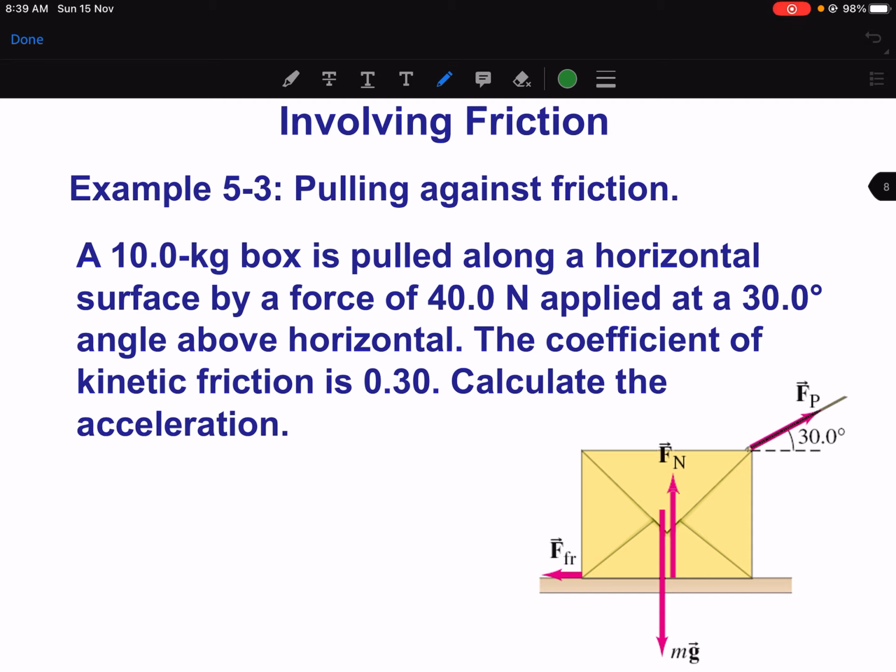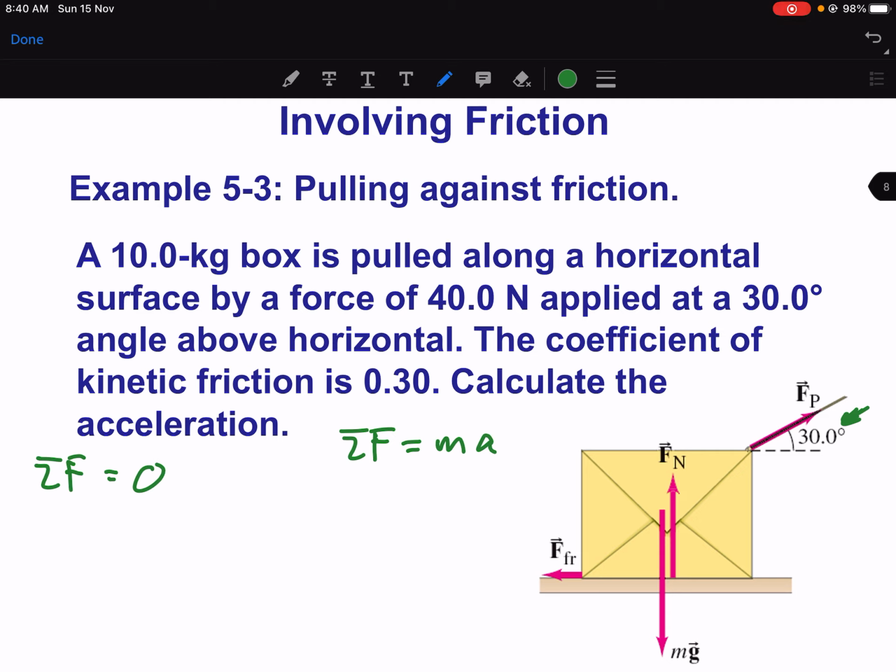Now what we have to be very careful about here is the force Fp. If you see, there is a 30-degree angle above horizontal, so you have to project this force into both the x-axis and the y-axis, because we're going to analyze by using the first law of Newton and the second law of Newton. The first law of Newton is sigma F equal to 0. The second law of Newton is sigma F equal to ma, right?